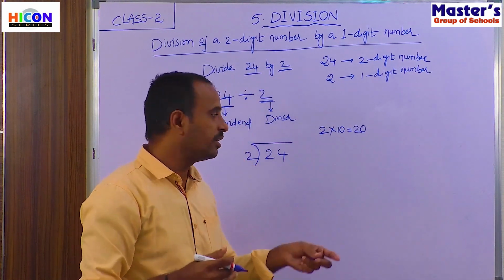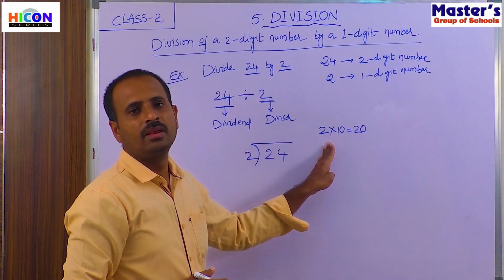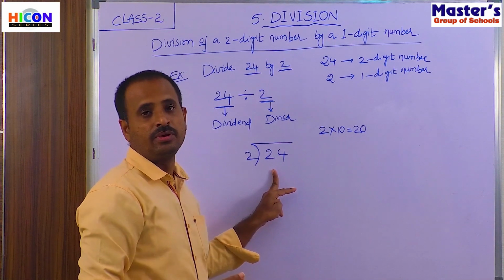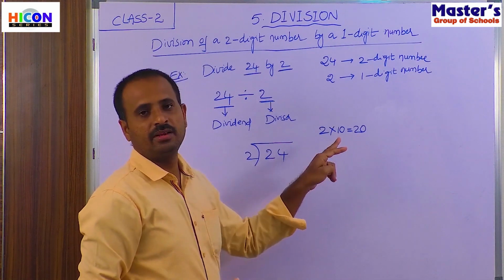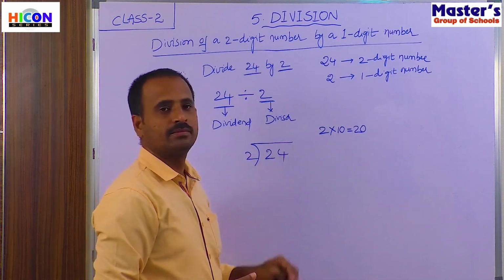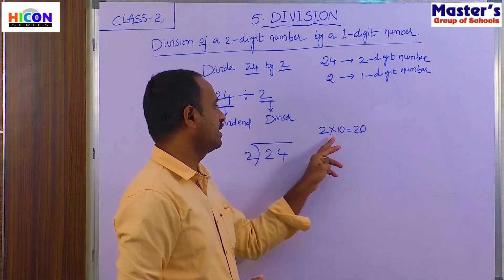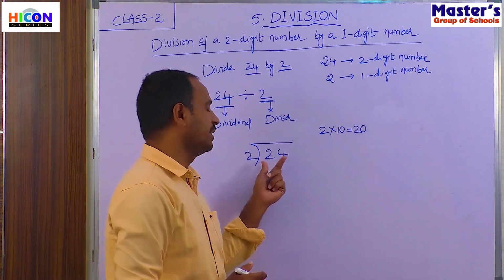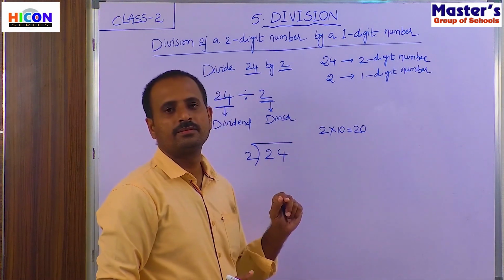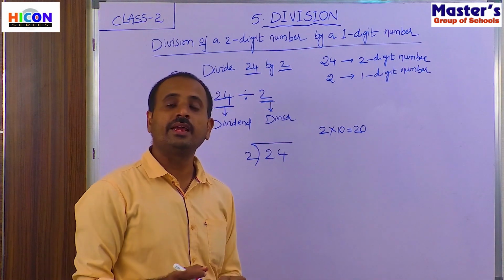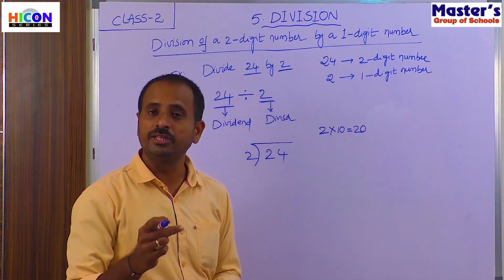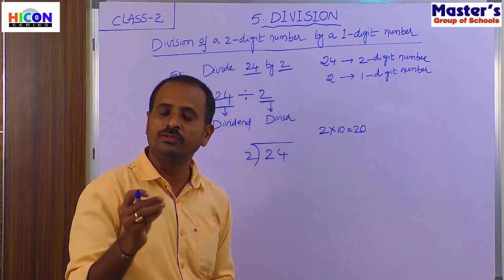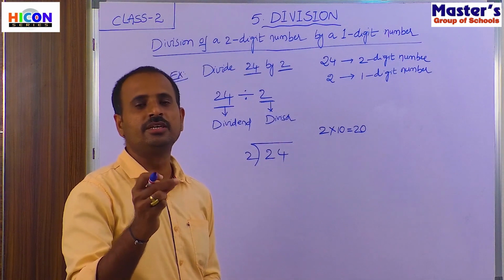We have learned the tables up to 20 only. And 2 tens are 20, but they have given 24, which is more than 20. That means it is more than 10 times. So what do we have to do here? If the given number is more than 10 times, then we have to take each digit separately. Now start the division by taking each digit separately.